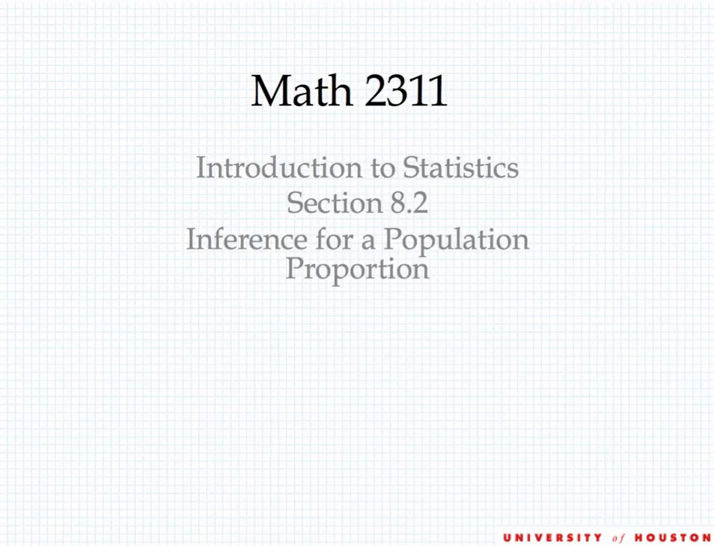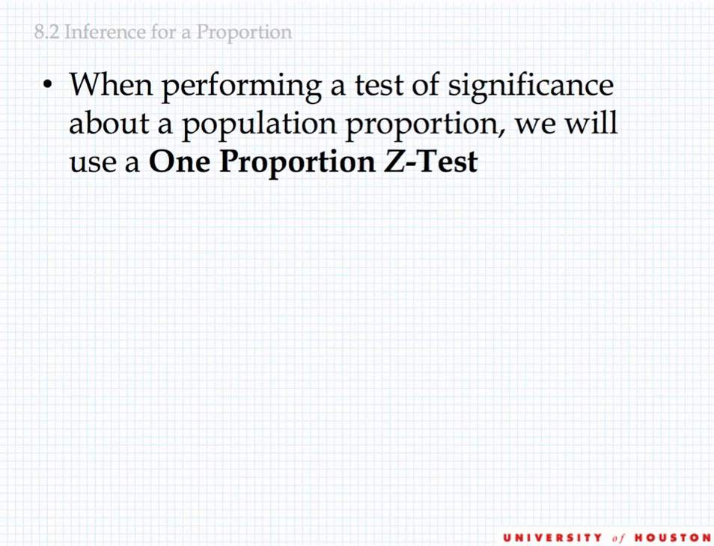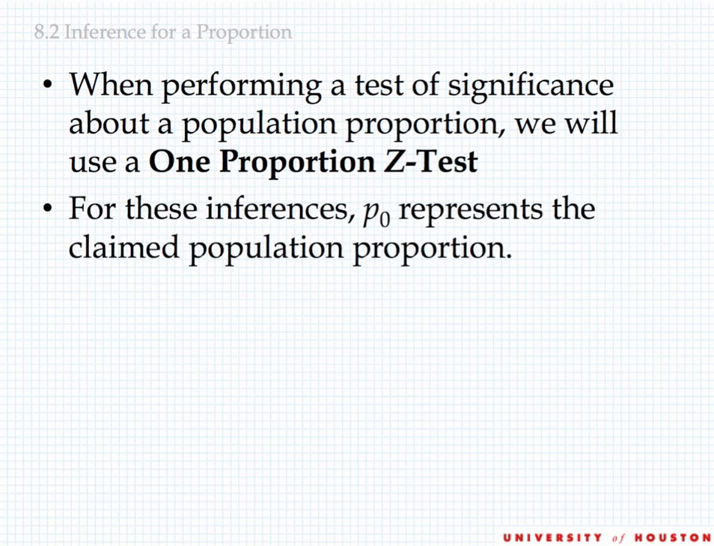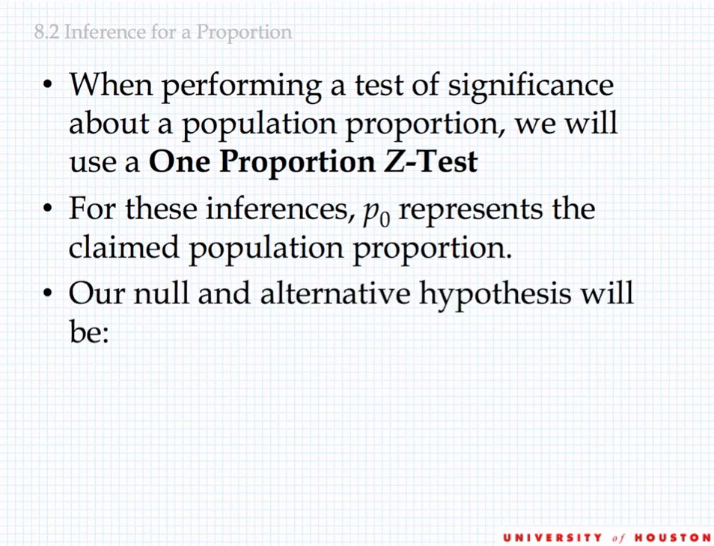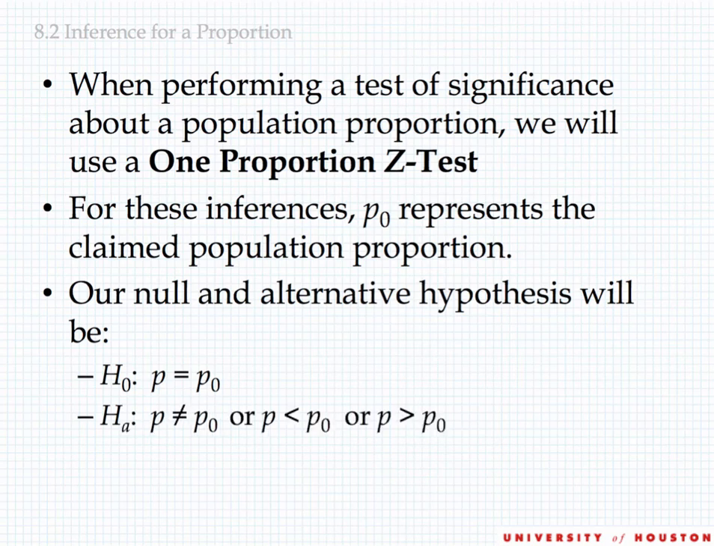Inference for a population proportion. When performing a test of significance about a population proportion, we will use a one proportion z-test. For these inferences, p naught, p sub 0, represents the claimed population proportion. Our null and alternate hypotheses will be H naught: p is equal to our claimed population proportion, and HA will be p compared to the claimed population proportion with a not equals, less than, or greater than.